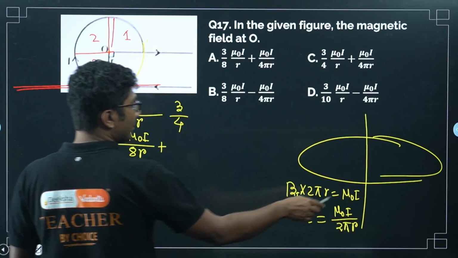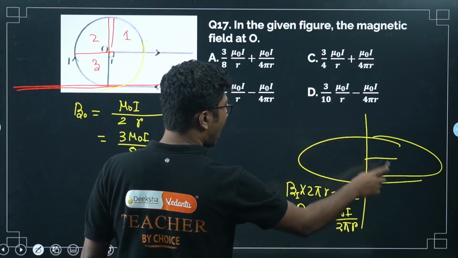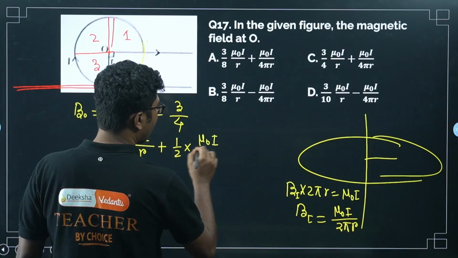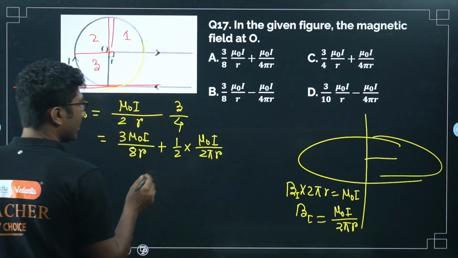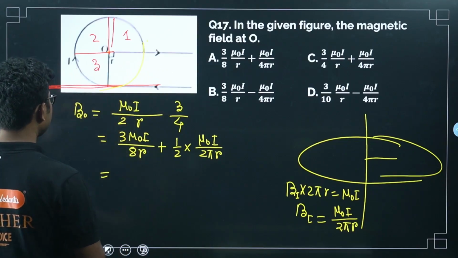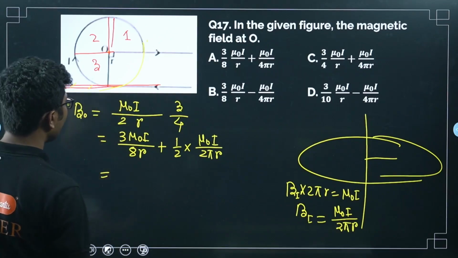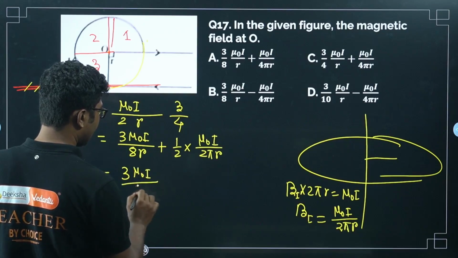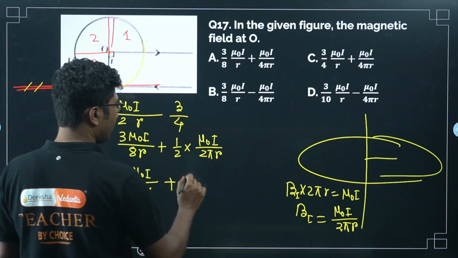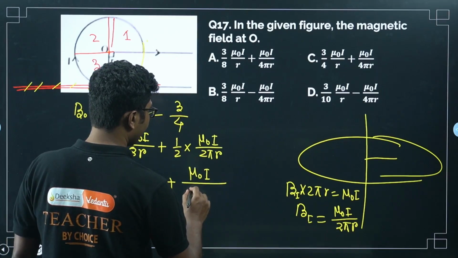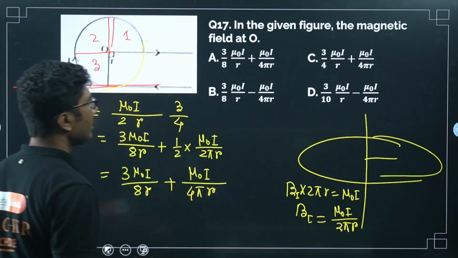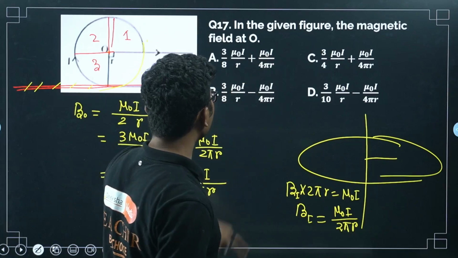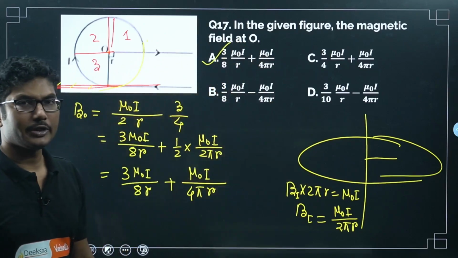So but it is due to the entire length of the wire. We have only half of that. So actually here it will be half times mu naught I by 2 pi r, right? Because only half of the wire is present. The other half is not present; we have only drawn it to calculate the magnetic field. So the correct answer is 3 mu naught I by 8 r plus mu naught I by 4 pi r. Okay. So 3 by 8 mu naught I by r plus mu naught I by 4 pi r. So the correct option is option number A.